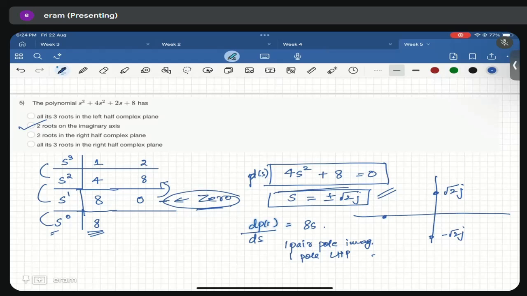Ma'am, how can we assume that these conjugate roots will be on the imaginary axis? The s equal to plus minus root 2j is the solution for this 4s square plus 8 equation. So this actually gives you the roots of the polynomial also.